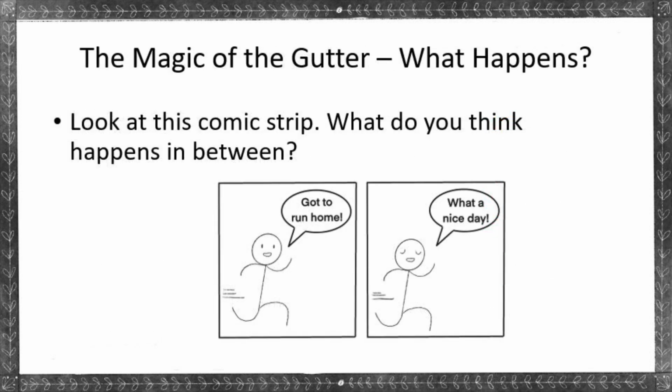Let's take a look at this example a little more closely. We see someone's on a run home. It's a nice day. We are only given a very limited amount of information. So they could be saying this in the course of a few seconds, or maybe throughout the duration of their whole run. You don't know. So what could happen in between these two moments?